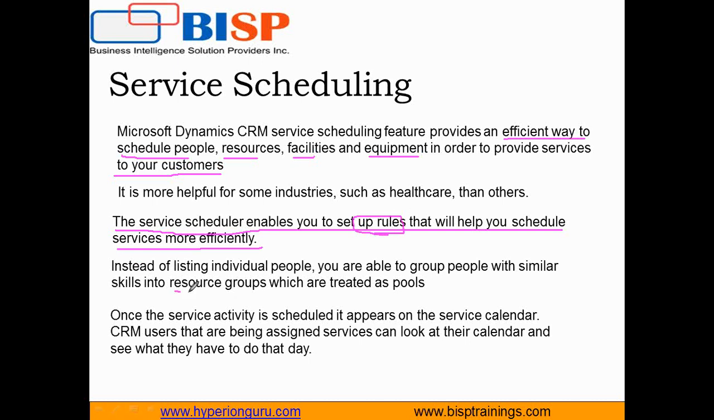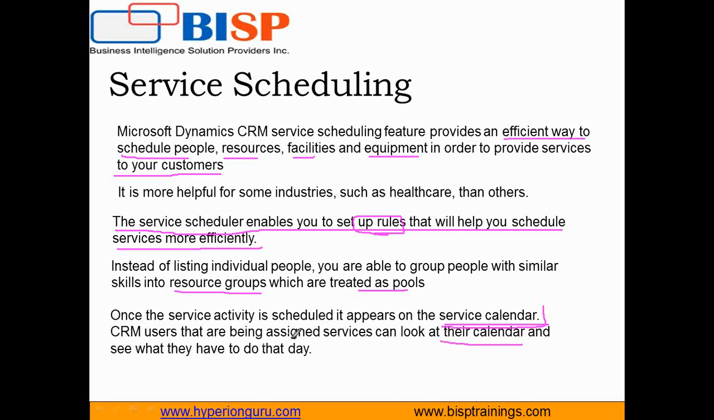And also we have a resource group. Now this resource group is a collection of resources, people, which are treated as pools. And once the service activity is scheduled, it appears on the service calendar. So we have a service calendar also in service scheduling, and the service activity will be listed on the service calendar. And by using the service calendar, the services will be assigned.